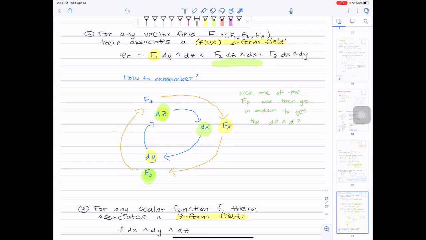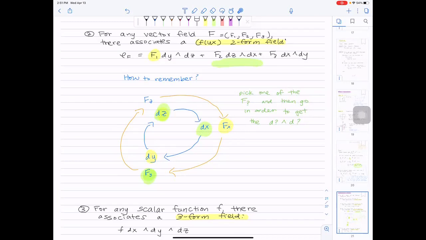Sorry, how do you go inside the circle? So you start on the outer circle with whatever f function you have, like f1 is fx. Then I go to the inner circle. I've already used this x term, so I go to the next one, which is dy dz.